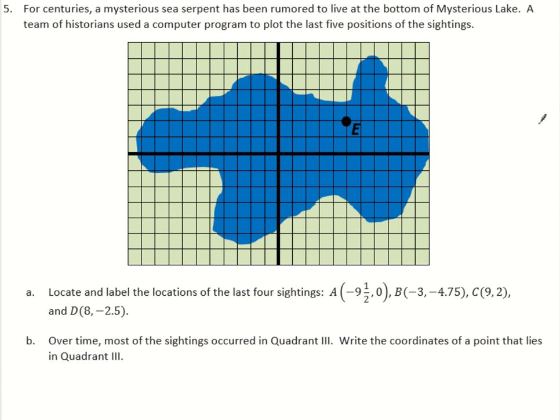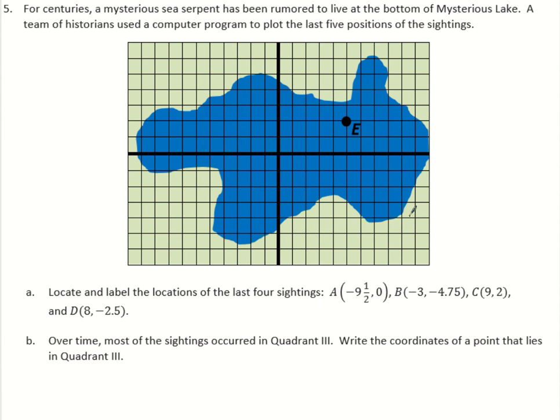So for question number 5, it says that for centuries, a mysterious sea serpent has been rumored to live at the bottom of a mysterious lake. A team of historians have used a computer program to plot the last 5 positions of the sightings. Guess what? We're going to be that computer program because they only plotted one of those points for us, and they're asking us to locate and label the locations of the last 4 sightings. A, -9.5, 0. B, -3, -4.75. C, 9, 2. And D, 8, -2.5.